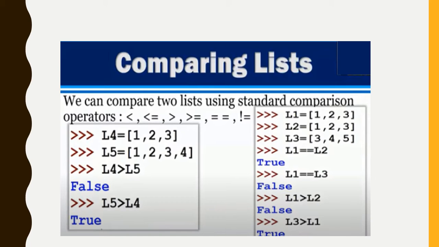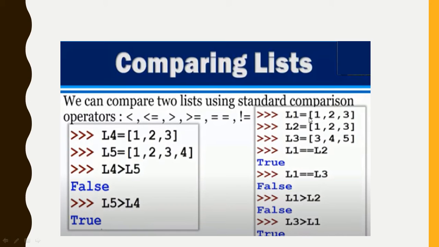Now we can also compare lists. We can compare two lists using the standard comparison operators, also called relational operators. For example, there is a list L4 having 1 2 3 and a list L5 having 1 2 3 4. Now if I compare, L4 is greater than L5 is false. Why? Because the number of elements in L4 is 3 and in L5 is 4. Obviously L4 is greater than L5 is false. Similarly, L5 is greater than L4 is true.